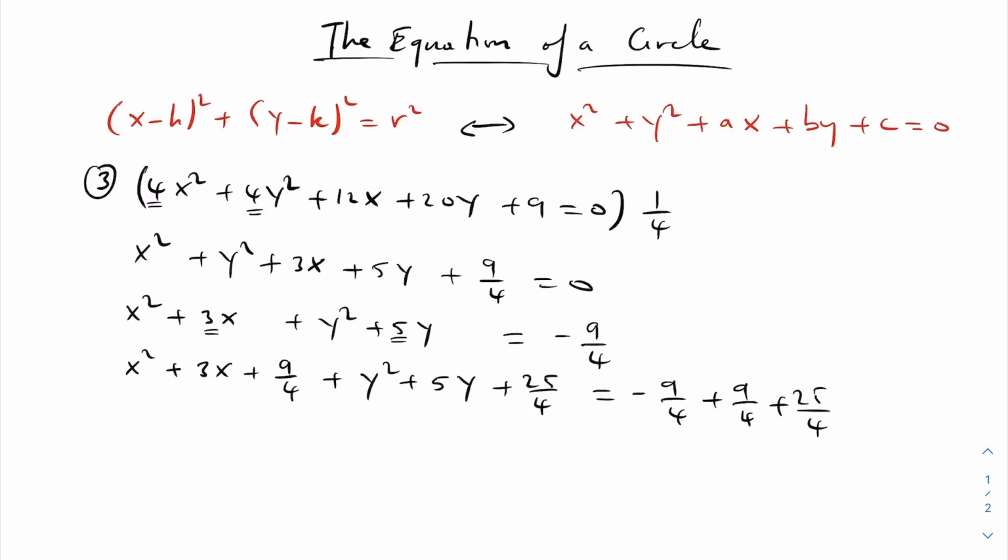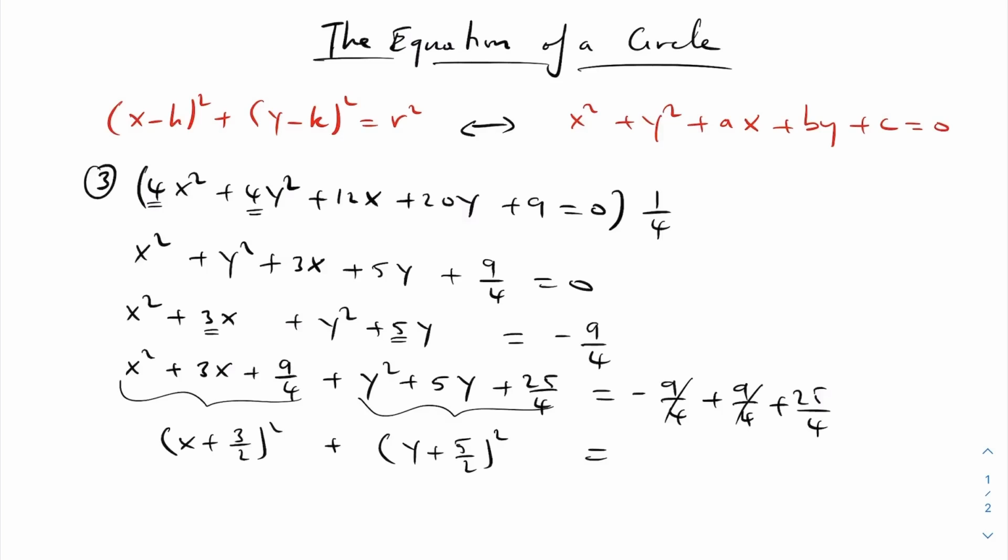The first three terms here are going to just be x plus 3 over 2 squared, because that's the middle term's coefficient divided by 2. And then for y here, I'm going to have y plus 5 over 2 squared, because 5 is the middle term's coefficient. And all of that is going to be equal to 9 over 4 and 9 over 4 here are going to cancel, and you're going to have 25 over 4, which is equal to 5 over 2 all the way squared.